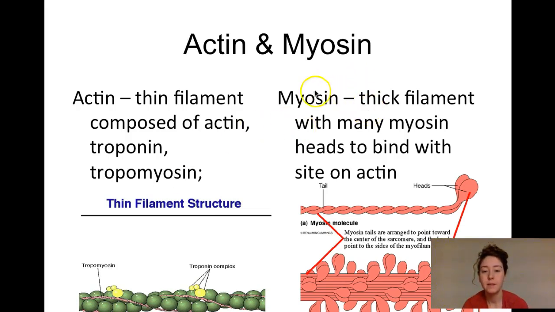The myosin is the thick filament, like we said. It's made up of a lot of these smaller rope-like structures, and then the heads are on the ends of those. So these heads are the things that are going to bind to the actin when we send a nerve signal for them to do so.